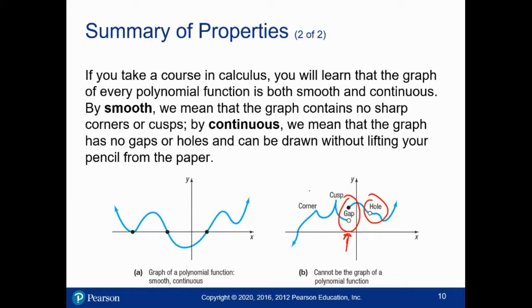It's smooth means it doesn't have sharp corners or what are called cusps, which kind of look like other corners. It just means if you draw it, it's going to do nice up and downy stuff with no, this should have been smoothed out a little bit, no sharp corners, no random jumps, no gaps, etc.